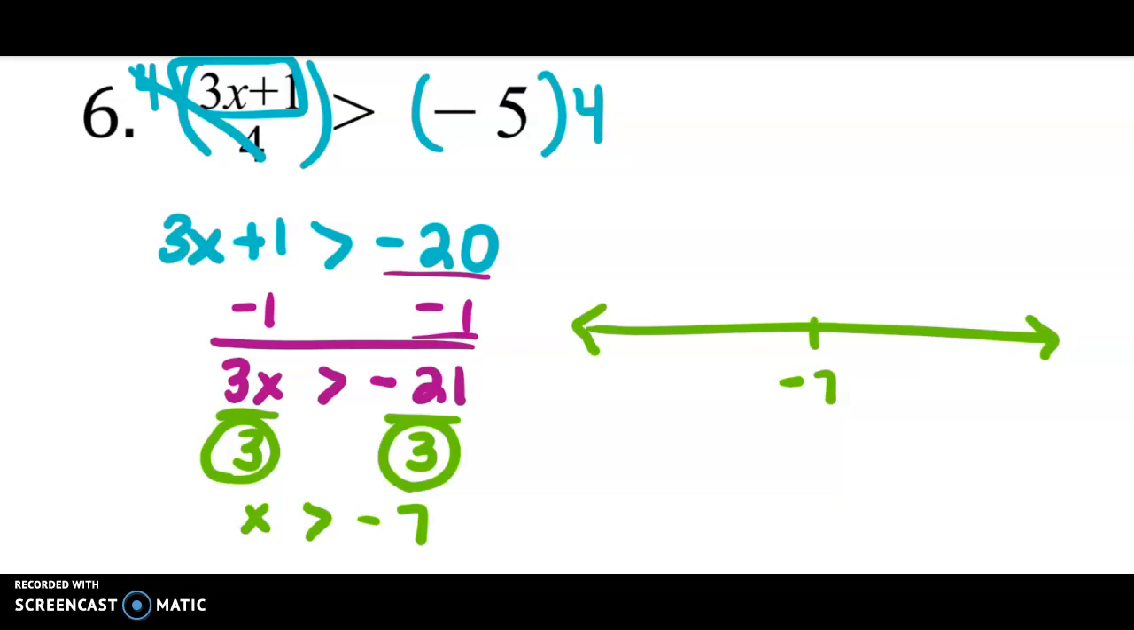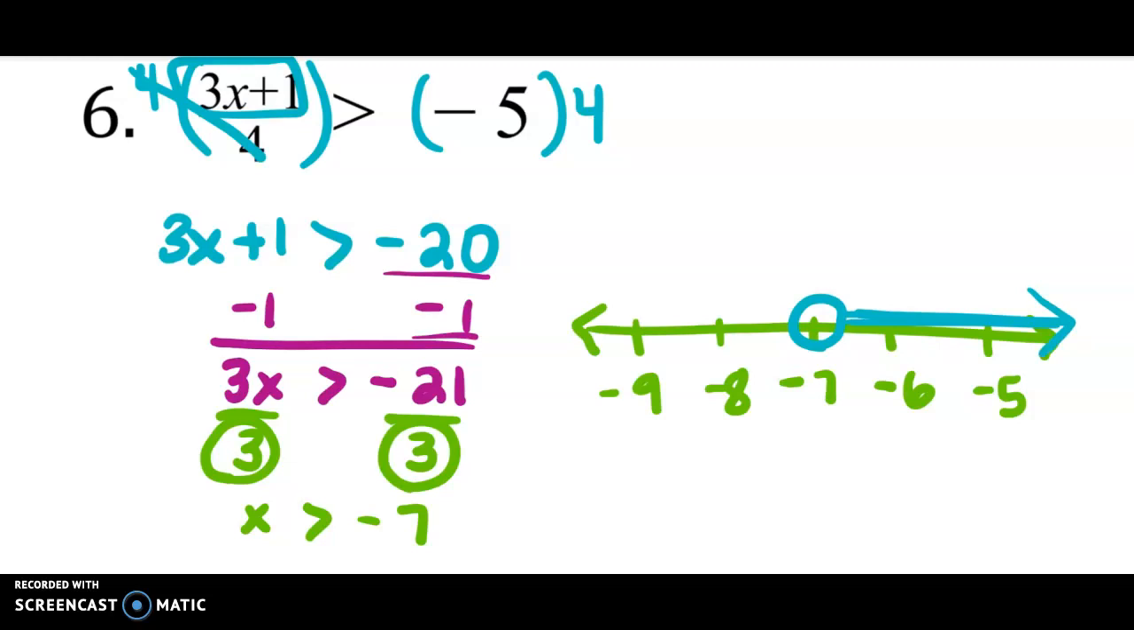Putting the negative 7 in the middle, and then putting 2 that are bigger and 2 that are smaller, I will have an open circle because negative 7 is not a solution. And then I will shade to the bigger numbers, so point towards the positive direction.